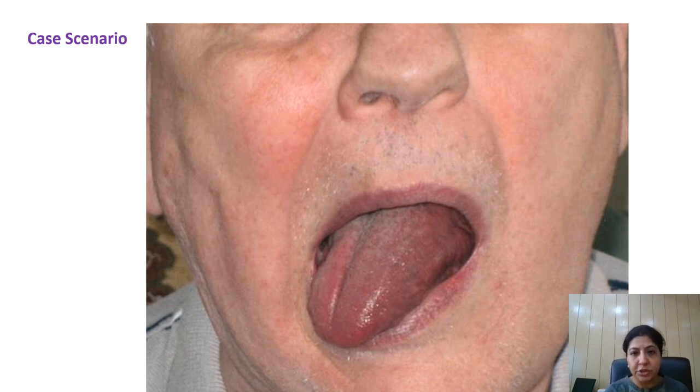The physician asked him to protrude his tongue. When he protruded his tongue, the protruded tongue deviated towards the right side, number one. He also saw that there was an atrophy of the tongue and wrinkling of the tongue on the side in which it deviated, that is on the right side.